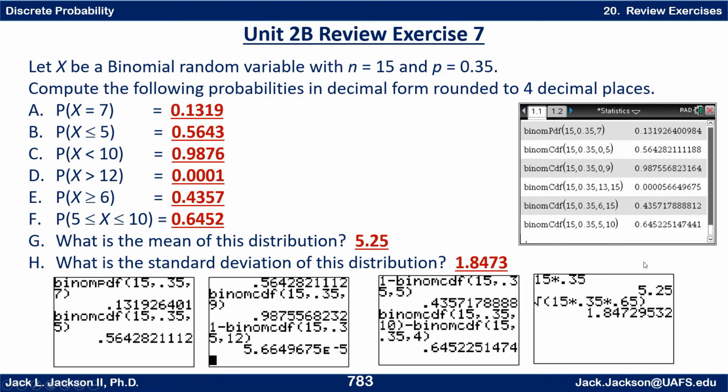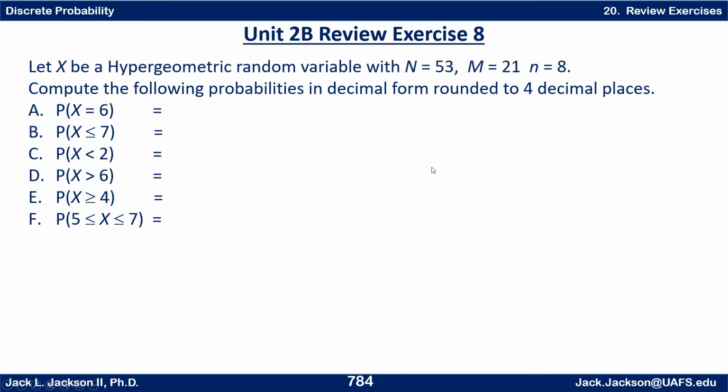Now the mean is just n times p, so whichever calculator you do it on, it's basically the same. 15 times 0.35 is 5.25. That's the measure of center, the mean, the average, the expected value. And the square root of n times p times q is the standard deviation. So 15 times 0.35, which is what we just got for the mean, but then we multiply that by q, 0.65, and then square root the whole thing. We get 1.8473 to 4 decimal places.